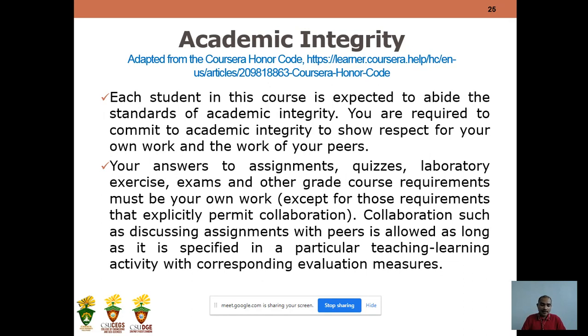Next, your answers to assignments, quizzes, laboratory exercises, exams, and other graded course requirements must be your own work, except for those requirements that explicitly permit collaboration. As I discussed earlier, all graded activities must be your own work. It should not be copied from others, not even their ideas.